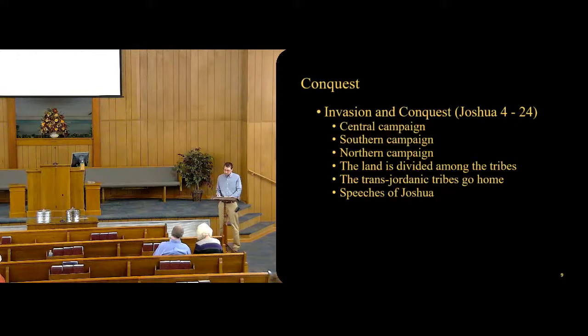For the conquest, you have your different campaigns: central, southern, and northern campaign. The easy way to think about that is, come across in the middle, down and up. Middle, down and up. And then after that, the land is going to be divided among the tribes. The tribes that are going back over to the east side of the Jordan, the Transjordan area, are going to go home. And then you have the speeches of Joshua. The scriptures we put with that are Joshua 4 down to Joshua 24.